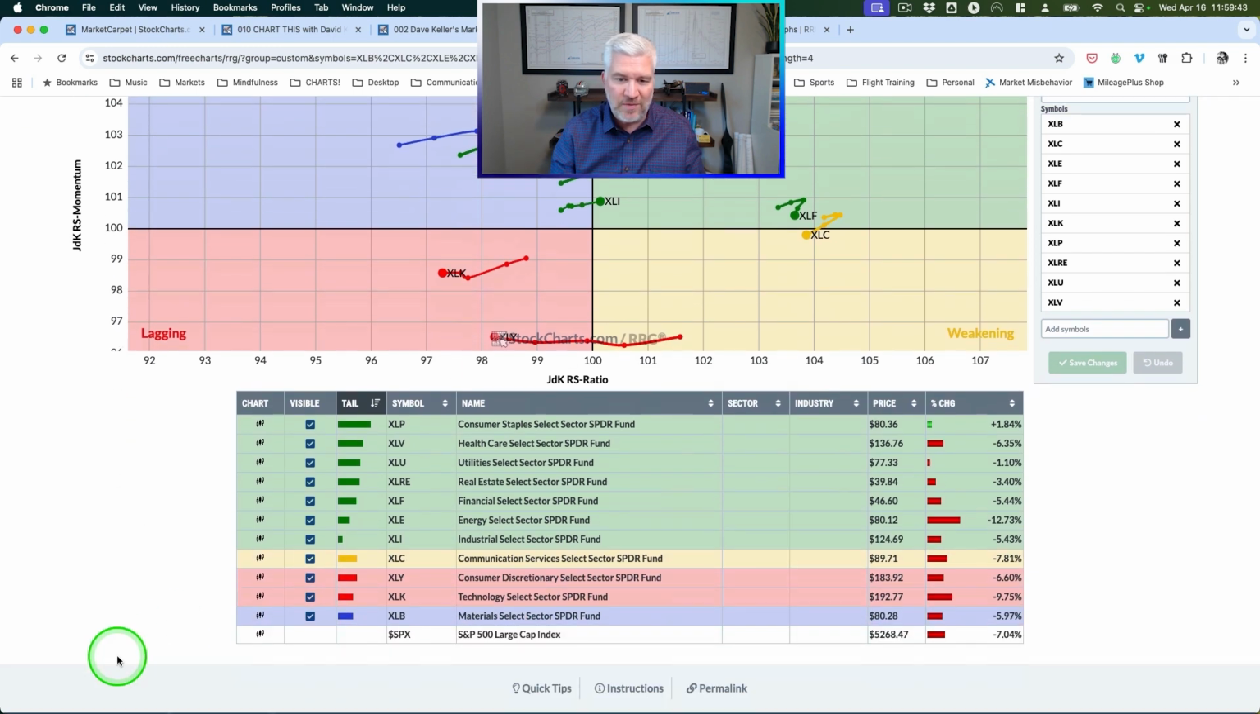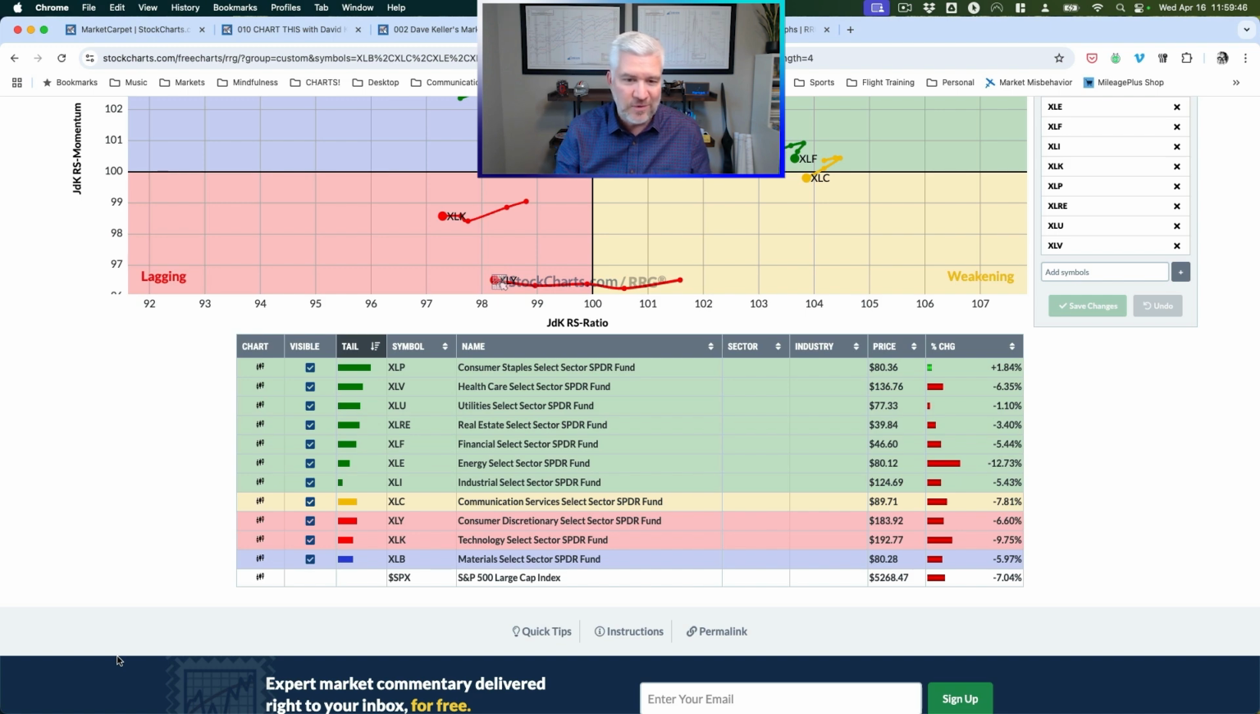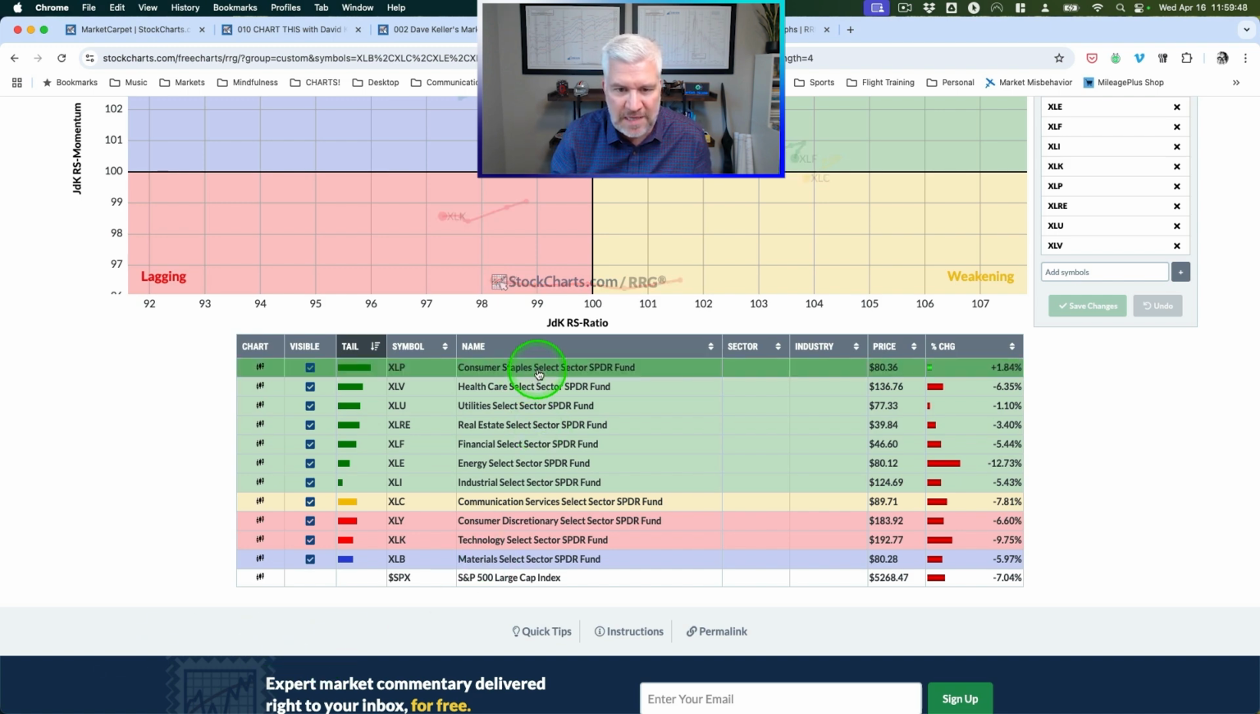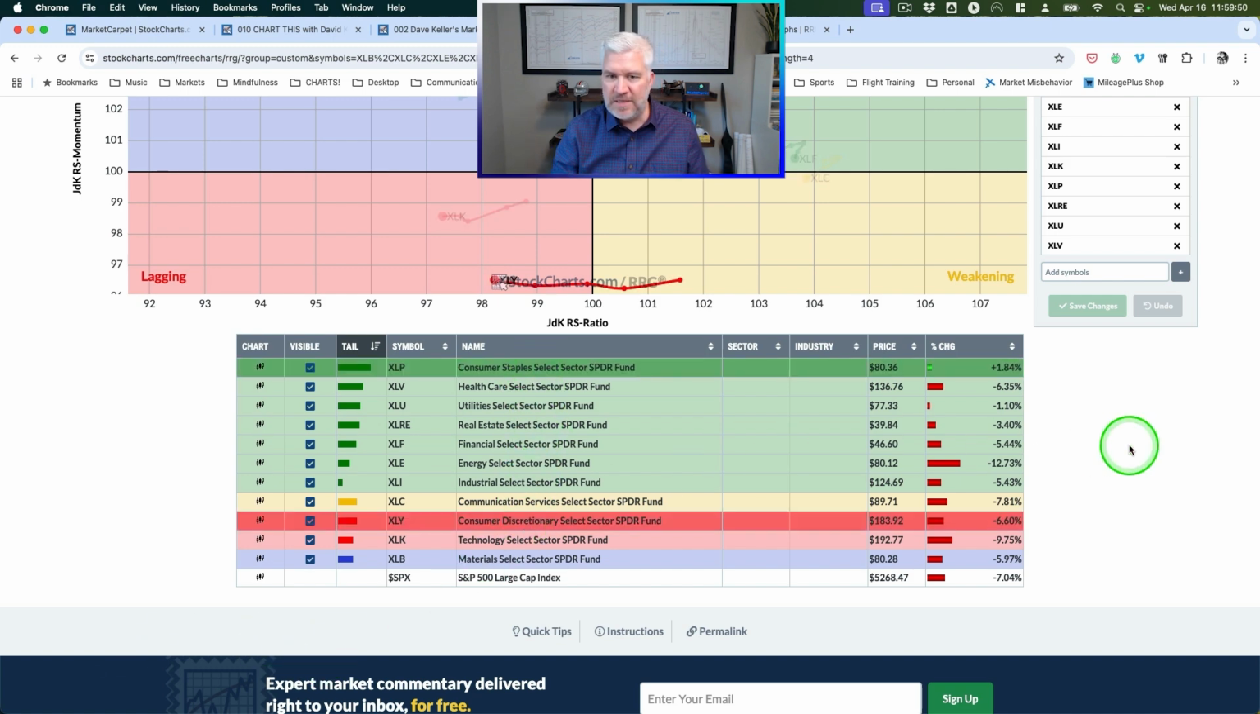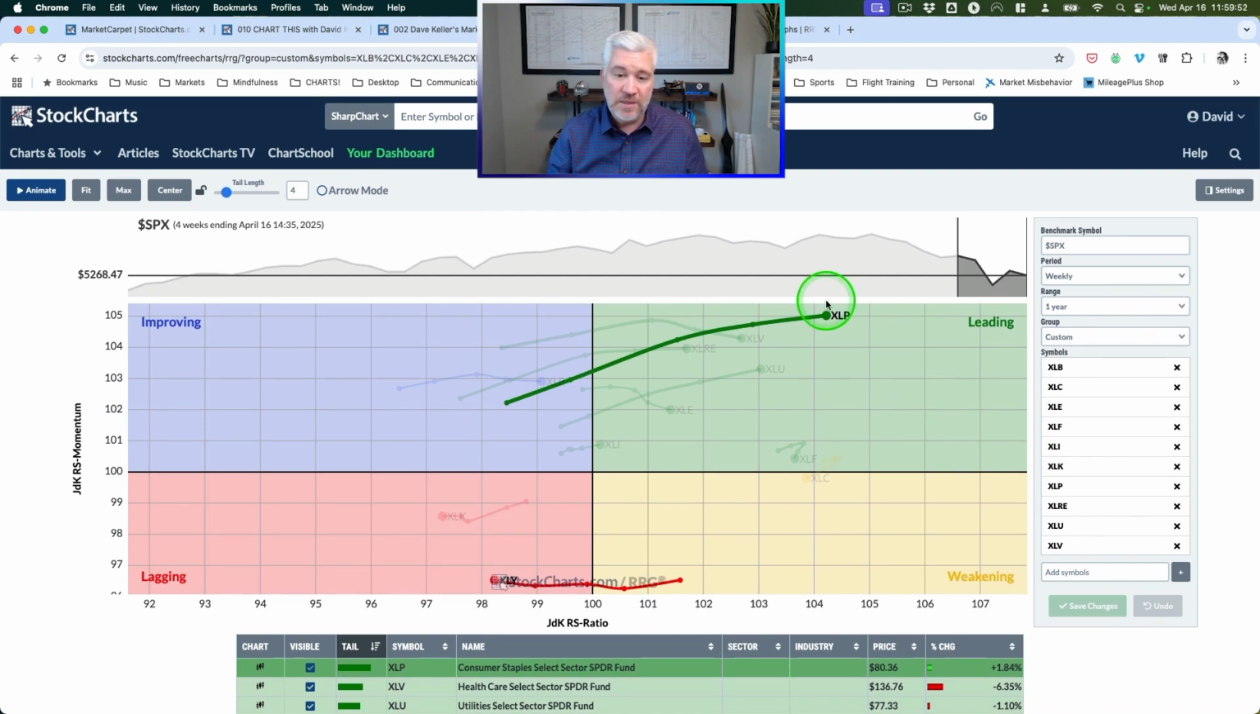Another really cool trick, remember that first chart I showed you about offense versus defense? We can take the two offense and defense sectors. So I've highlighted both consumer discretionary and consumer staples. I've done that so that we can actually see how the two of these are related one to another.